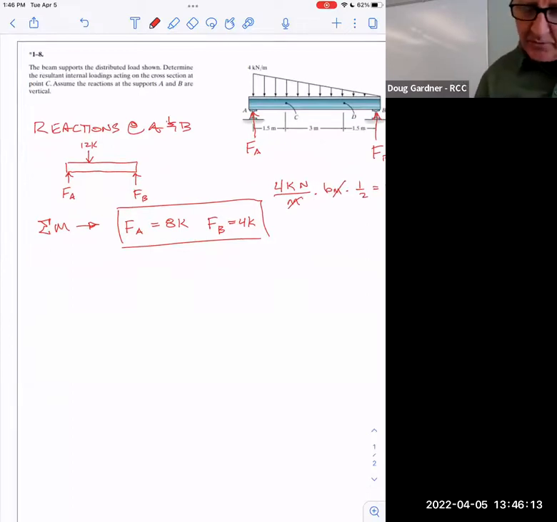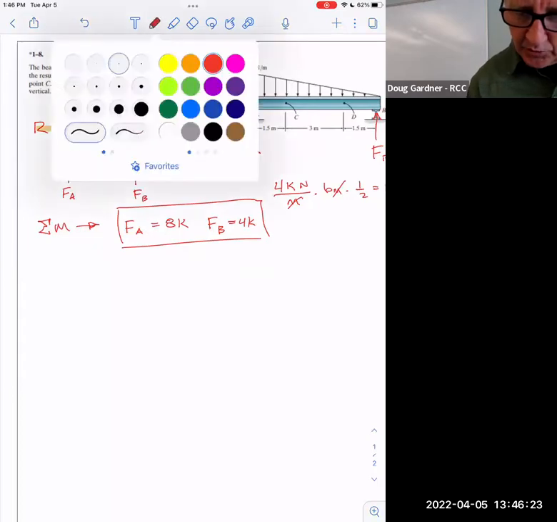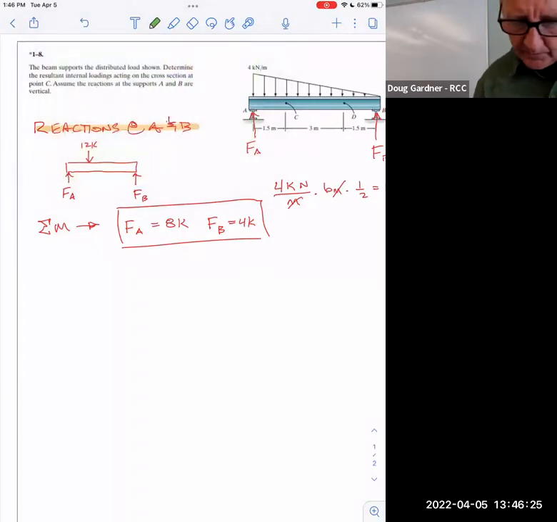And so I'm going to do the left side, which is the hard side. And if you have a penchant for extra credit, you're going to see if you can get the same answers by doing it on the right side, but I'm just going to do the left. So the internal loadings. Internal loading at C. I'm only going to do the left side.